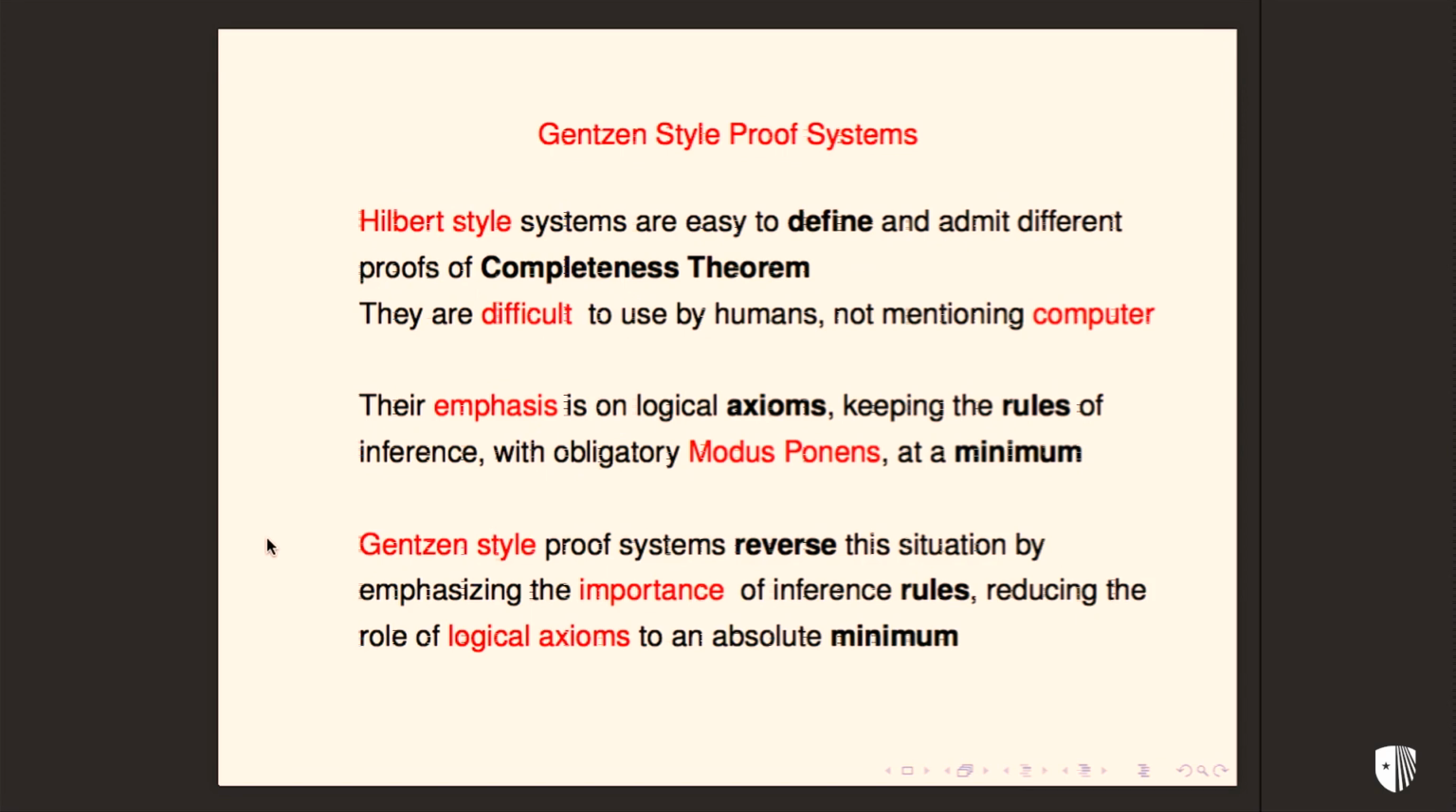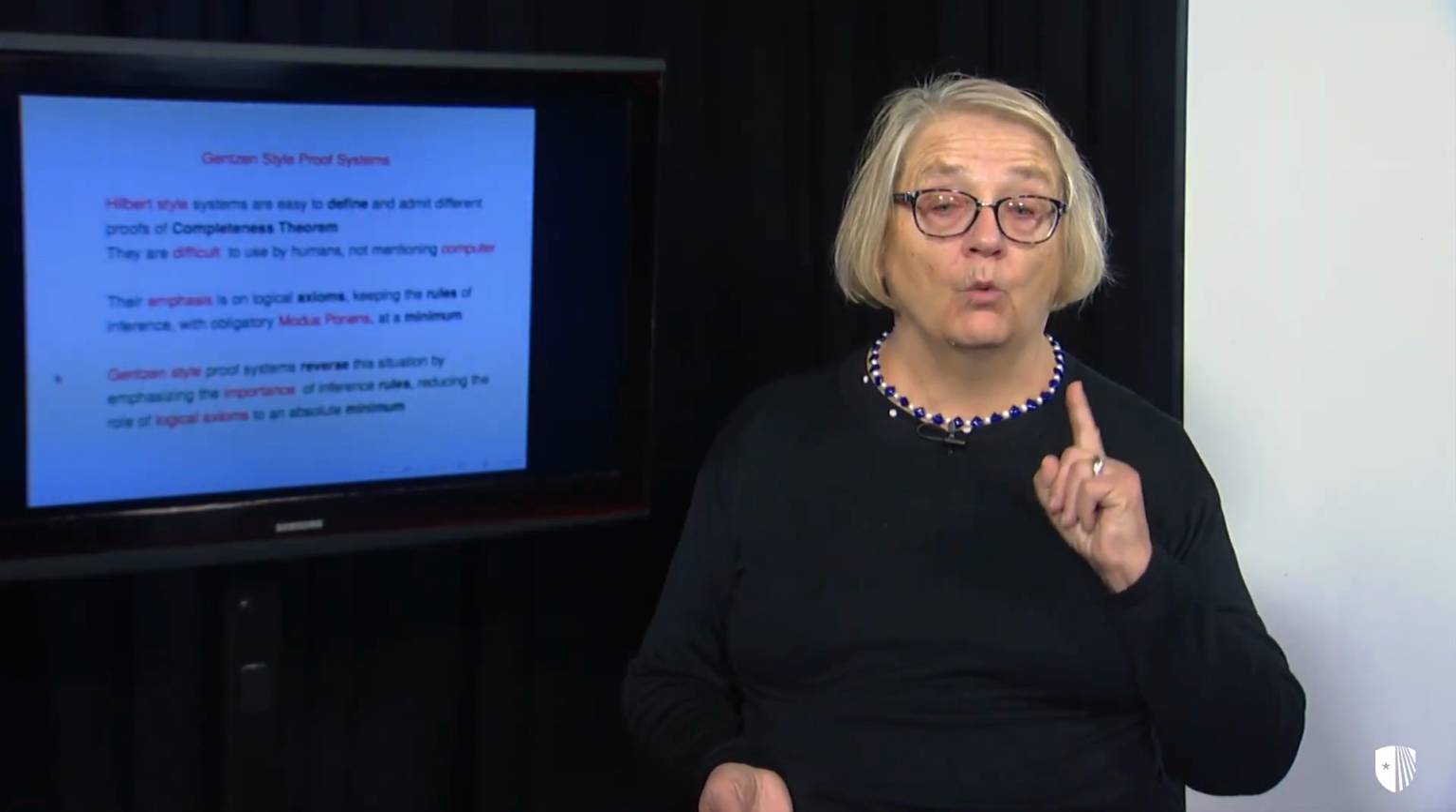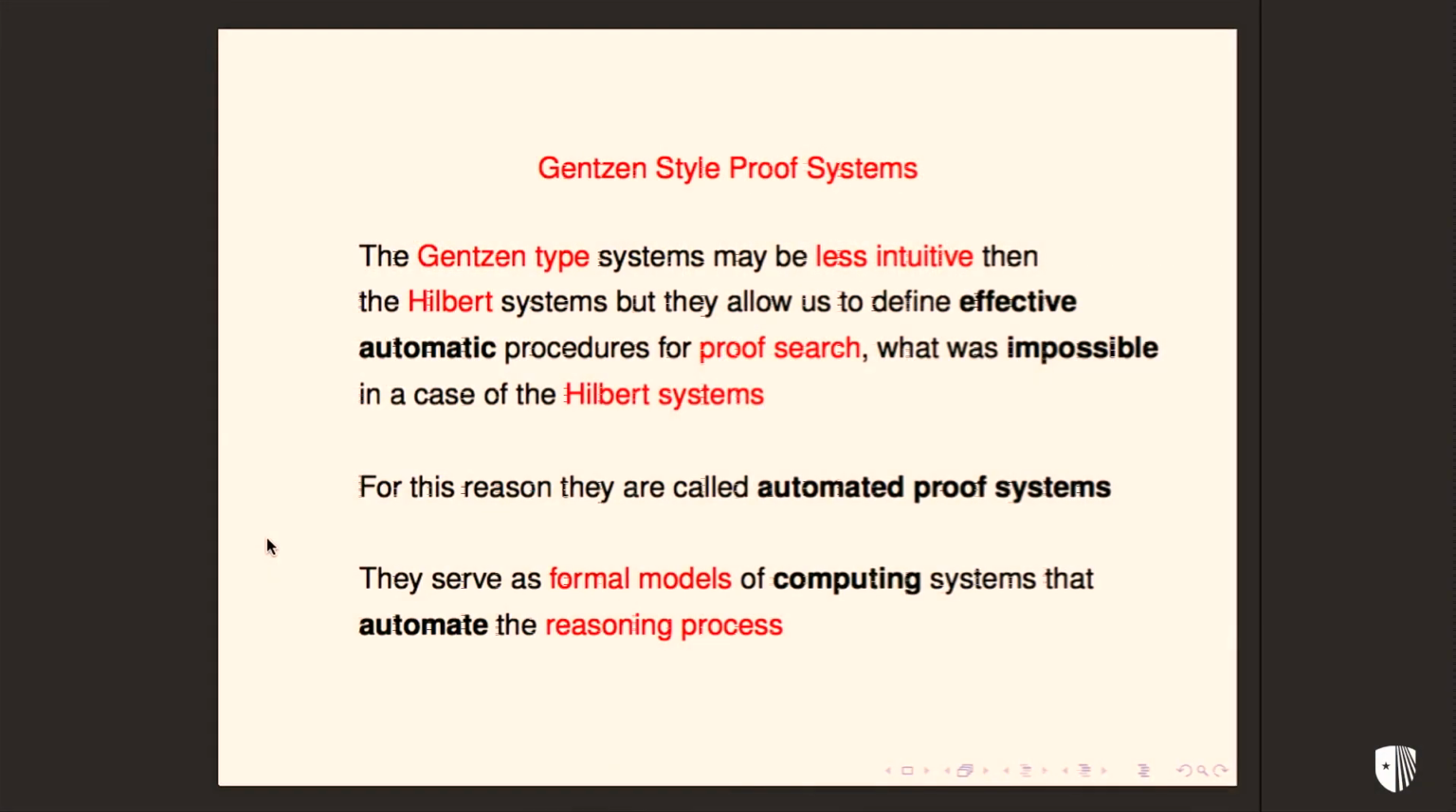Gentzen style proof systems reverse the situation by emphasizing the importance of inference rules, reducing the logical axioms to an absolute minimum, usually 1. And so they are less intuitive, but they made automated theorem proving possible, and that's why we study them. There wouldn't be automated theorem proving, or there would be, because somebody else would probably have invented similar thinking about proof systems later.